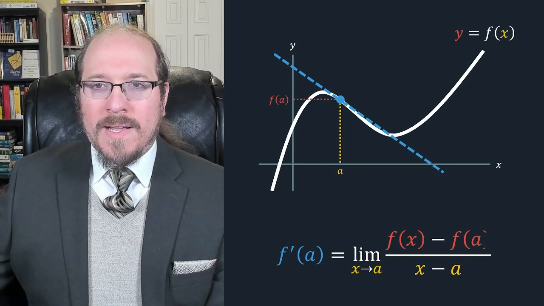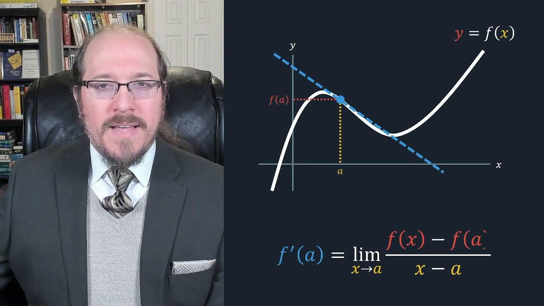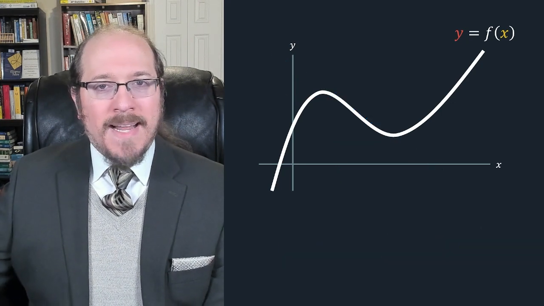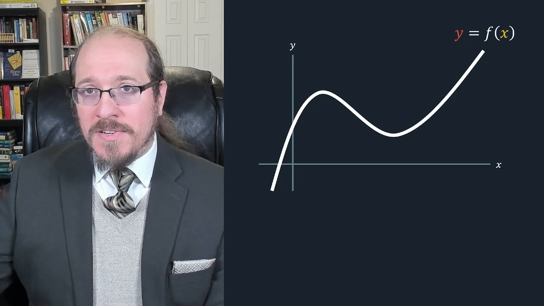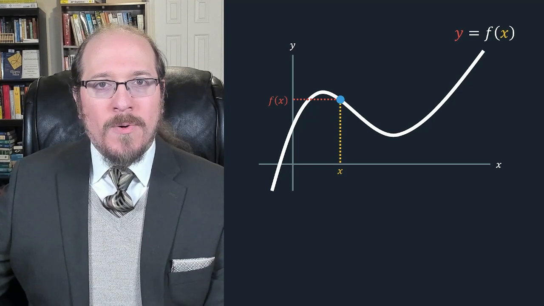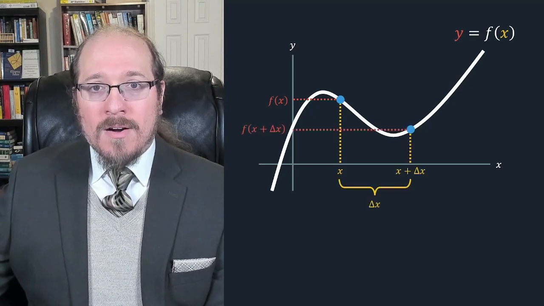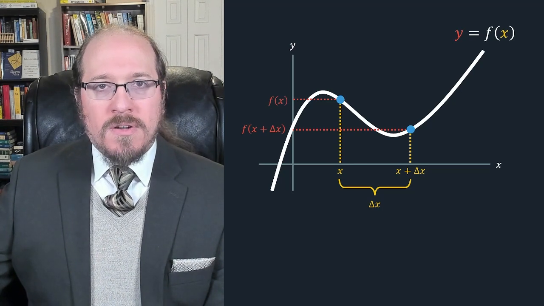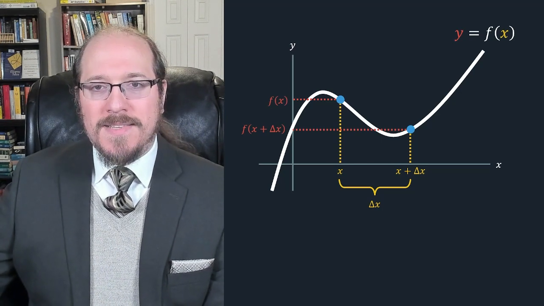There's another way we can use limits to find the derivative, but this time it involves a little bit of clever relabeling, and it helps us think of the derivative as a function unto itself. What we'll do is let our stationary point be x, and our moving point will be x plus a little bit, which we'll just call delta x, a change in x.